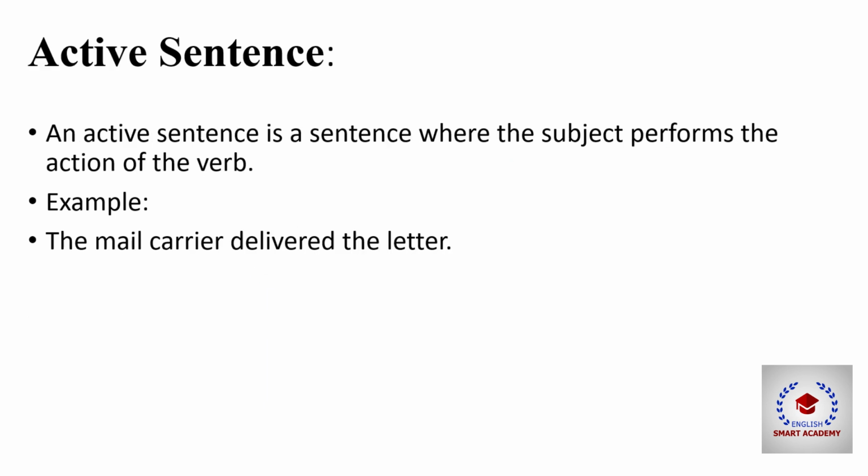Second, active sentence. What is active sentence? An active sentence is a sentence where the subject performs the action. So in active sentence, the subject is the doer and the sentence is direct, concise and often clear. For example, you can see the example of the mail carrier delivered the letter. So this is the example of an active sentence.